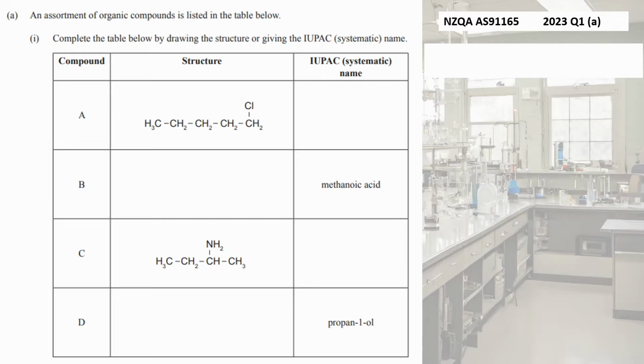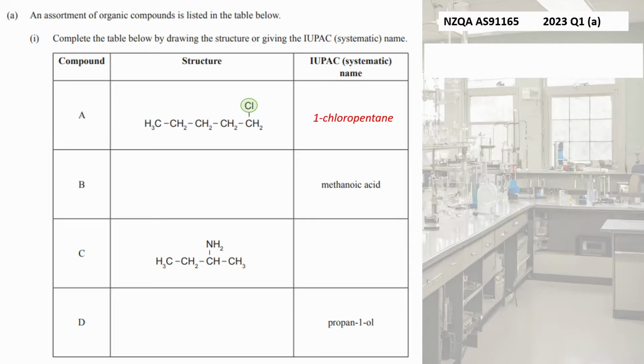Okay, so for the first one, we can see that there are 5 carbons, and there is a chlorine substituent, or a chlorine atom, coming off the first carbon. So if we have a chain of 5 carbons, of course this is going to be pentane. And because we have this halogen chlorine coming off the first carbon, because remember we number from the side that gives us the smallest number, this is going to be called 1-chloropentane.